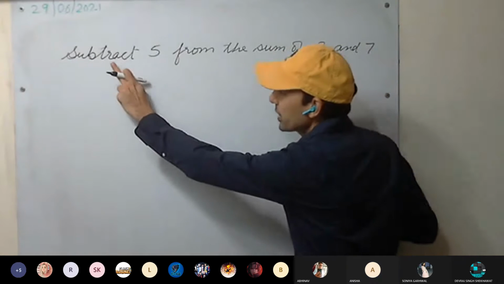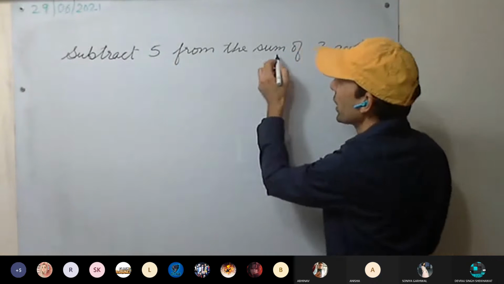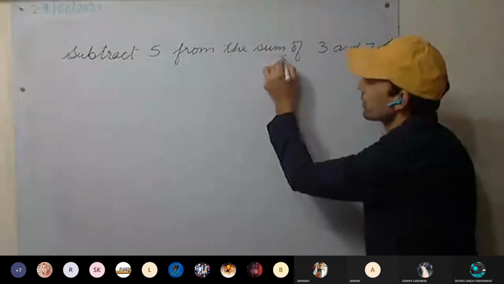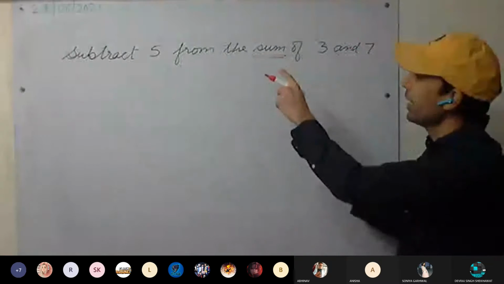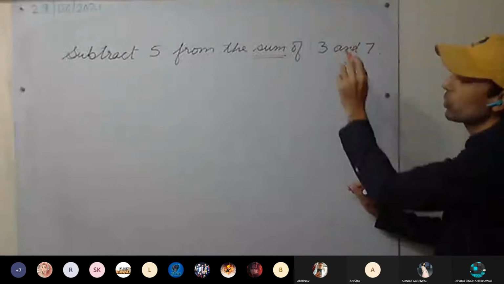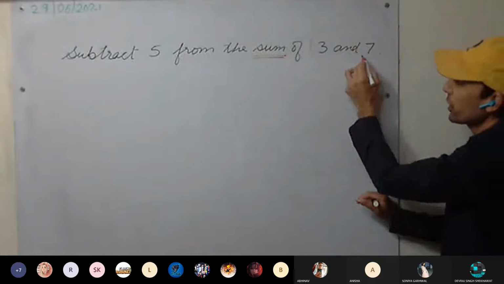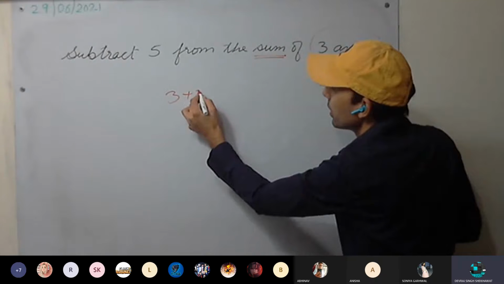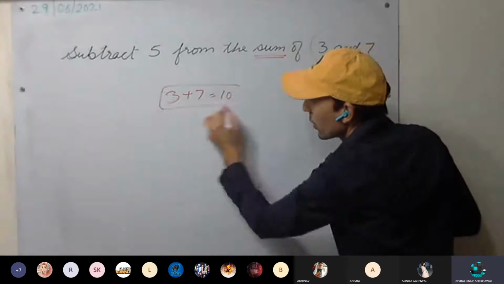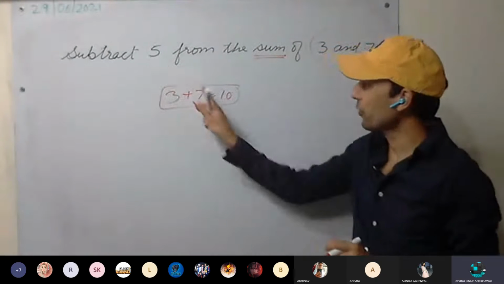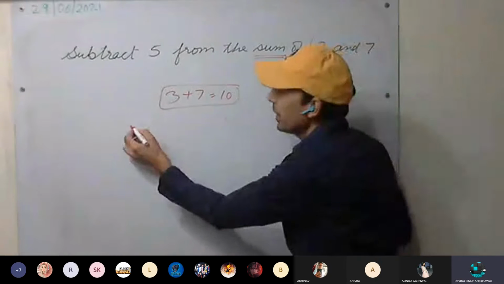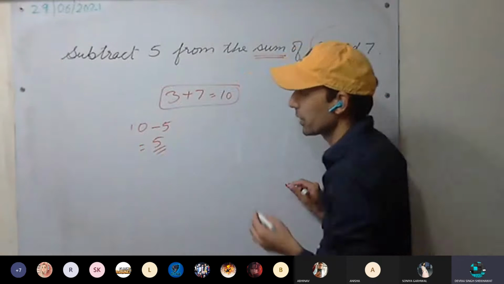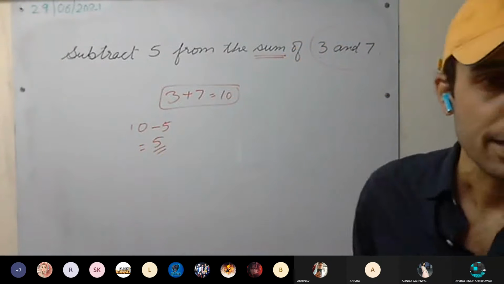So what are we going to see here? From what do we have to subtract 5? From the sum, and whose sum? The sum of these two numbers. So first we calculate the sum of 3 and 7, which is 10. Now we subtract 5 from 10. 10 minus 5, you get 5. This is clear?